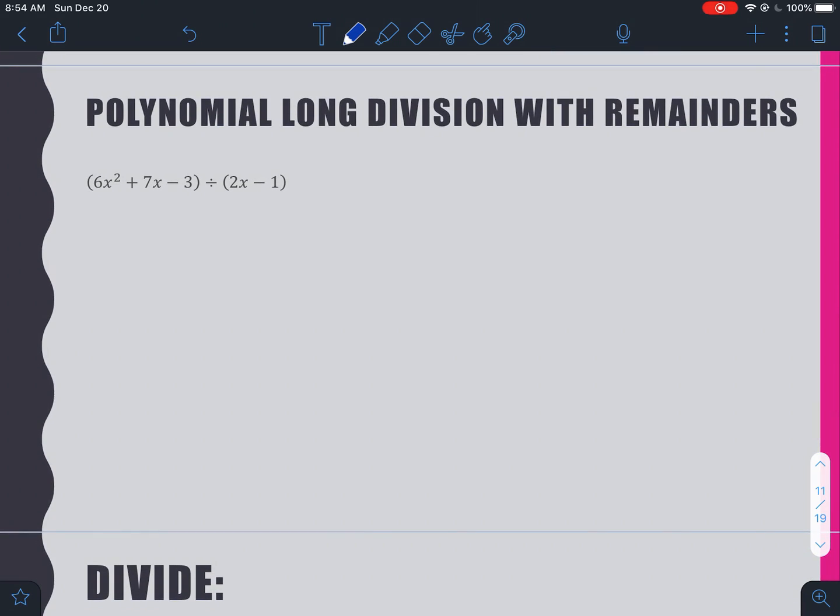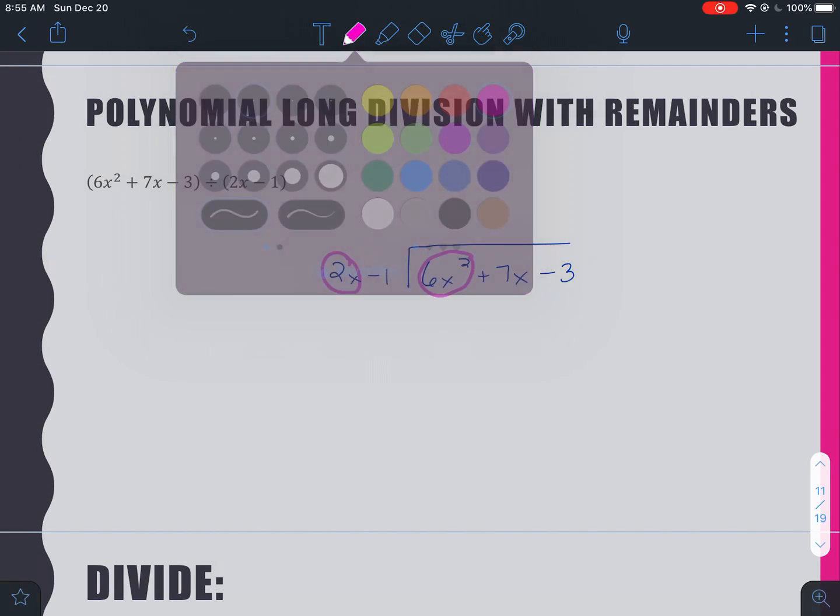All right, so now let's do some where we would get a remainder. So what do we do when we get a remainder? So 6x squared plus 7x minus 3 divided by 2x minus 1.